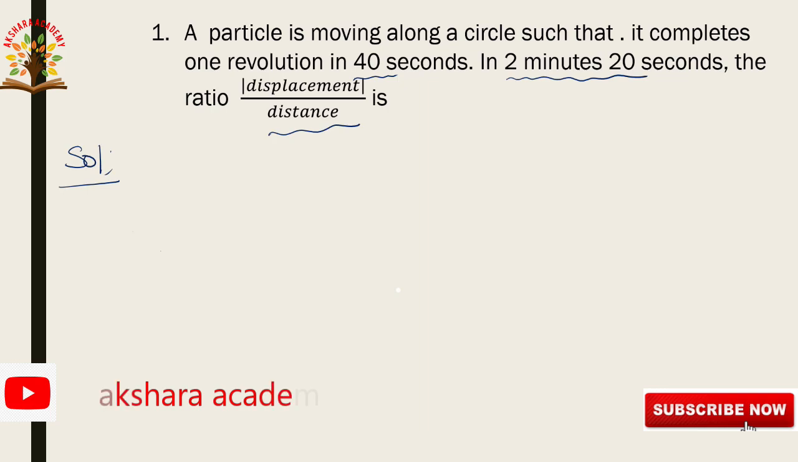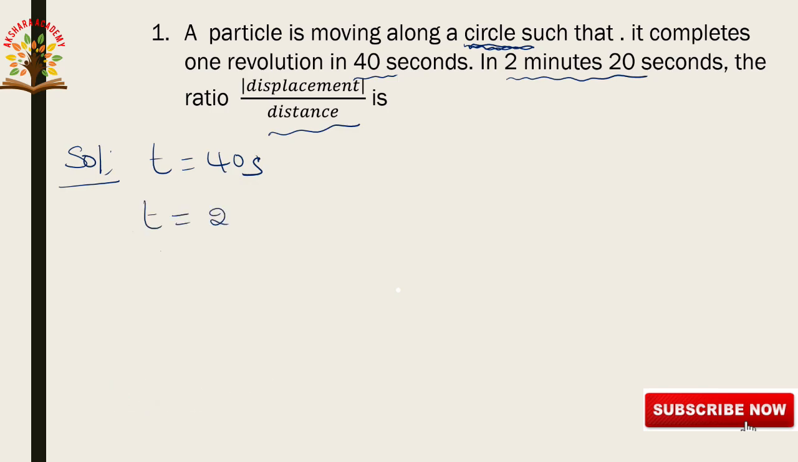A particle is moving along a circle, so the particle is moving along a circular path. One revolution they have given as 40 seconds. You have to calculate in 2 minutes 20 seconds the ratio of displacement and distance. So given T is equal to 40 seconds, and you have to calculate for 2 minutes 20 seconds the ratio of displacement and distance. T is equal to 2 minutes 20 seconds. Now converting minutes into seconds, 2 into 60 plus 20, 120 plus 20, 140 seconds.